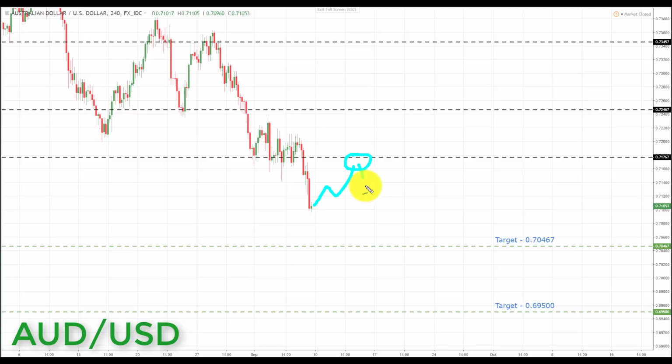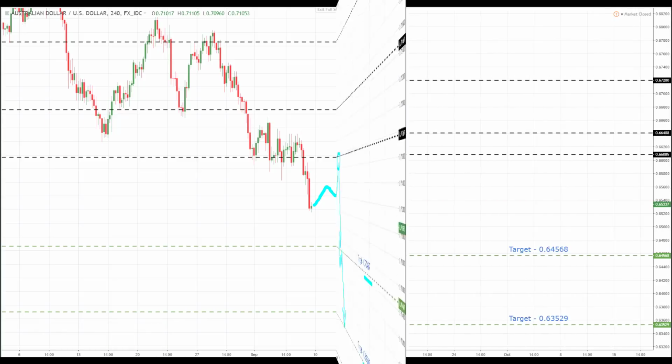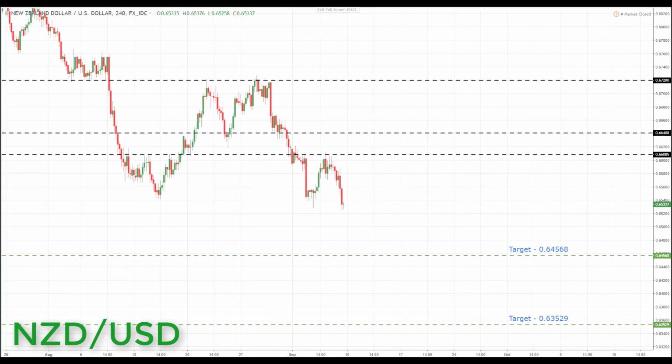And we're going to be looking at initiating shorts down towards the next key area of support to the downside, with the target set at 0.70467. And if we get a breakthrough here, we're going to be looking down towards the next key area of support to the downside, and target 2 at 0.69500. So the next pair we're going to look at is the New Zealand dollar.